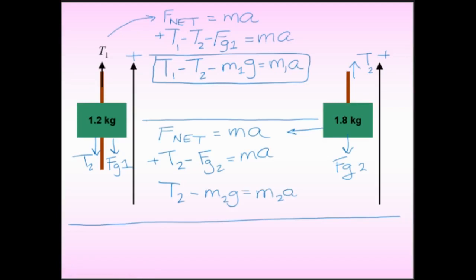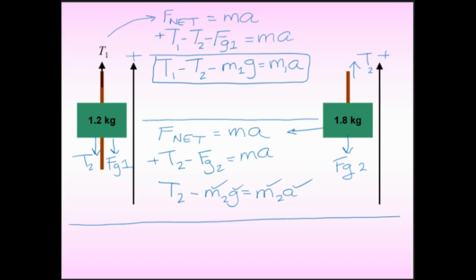How many unknowns? Apparently this one could be solved right now for T2, because I know M2, I know g, and I know a. Awesome. So go ahead, put a check mark here, check mark here, check mark here, check mark here. Okay, so let's do that.